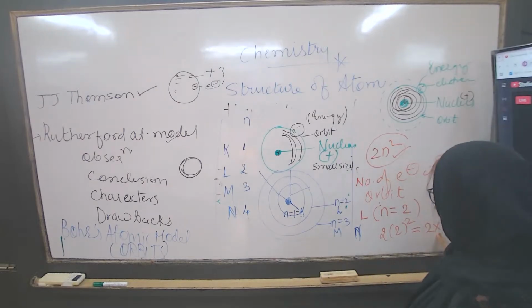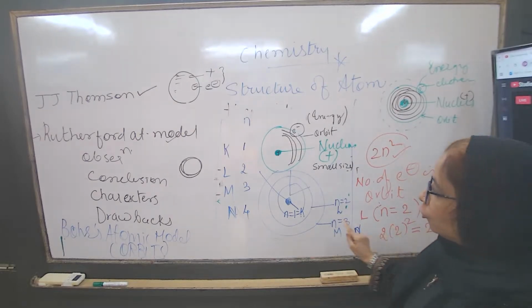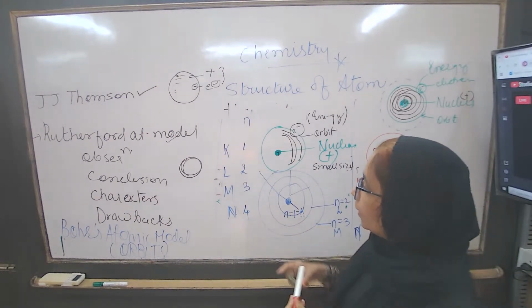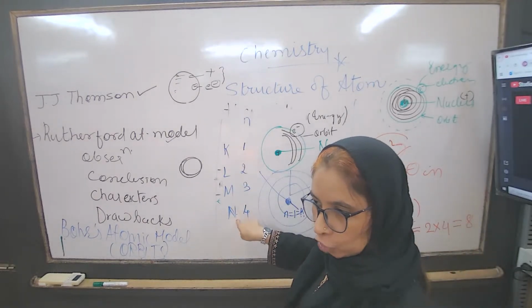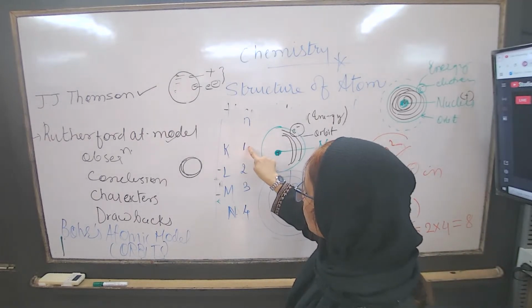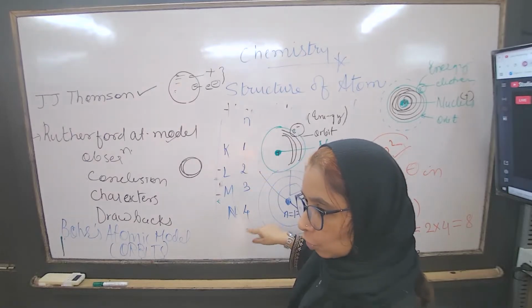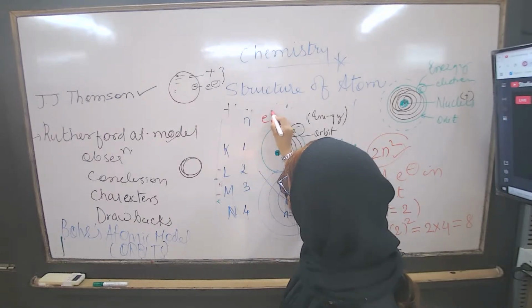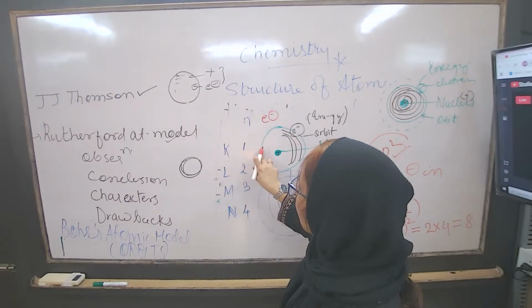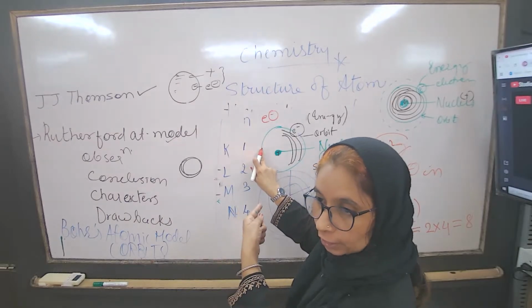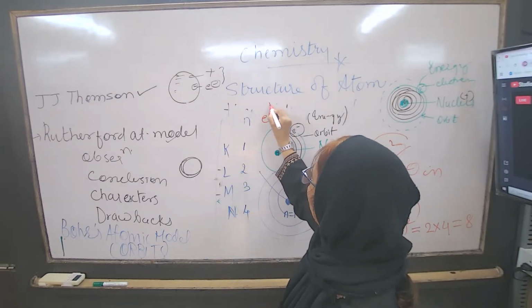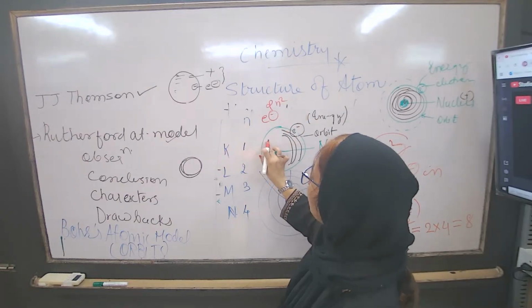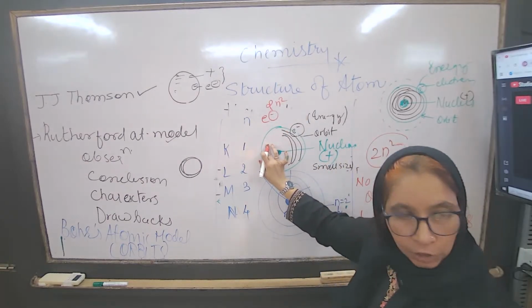Once the answer comes, what happens next? This number of electrons is placed in this orbit. Now K, L, M, N are the different orbits where the values of n are 1, 2, 3 and 4. If we write the number of electrons here, how many will come? Solve it for me by using this formula 2n square. How many electrons can be placed here?